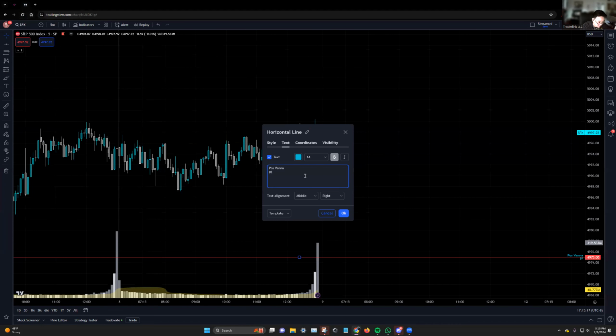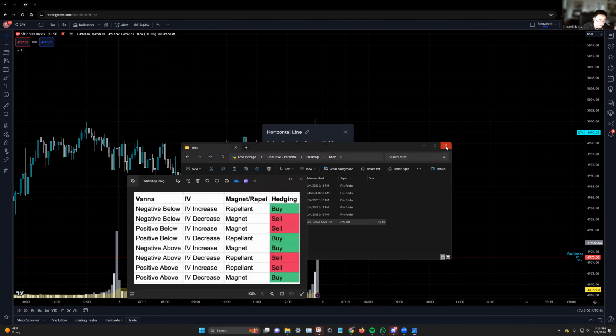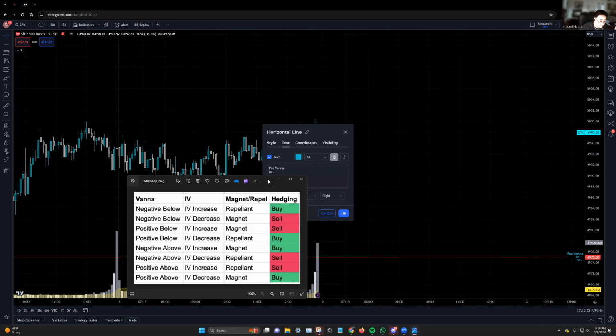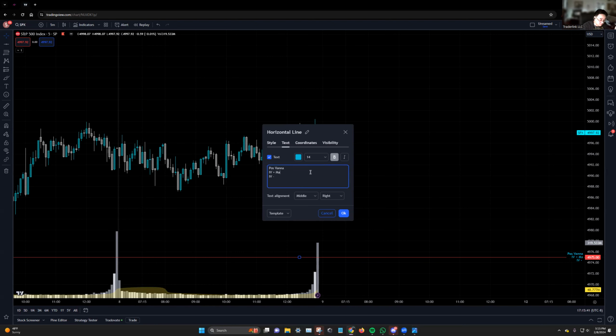Next step is IV up, IV down, right? What does it do on each? So with positive on up below, we open up the cheat sheet, desktop, miscellaneous, WhatsApp image. All right, it's right here. It's positive on a below spot price, right? Positive below, IV up is a magnet. IV up, magnet, meaning dealers will sell, right? We'll do an equal sign, equals sell.